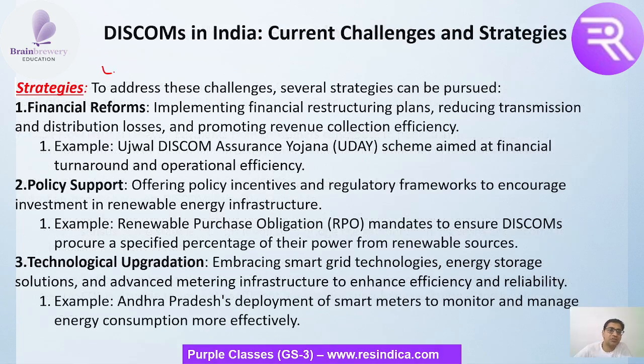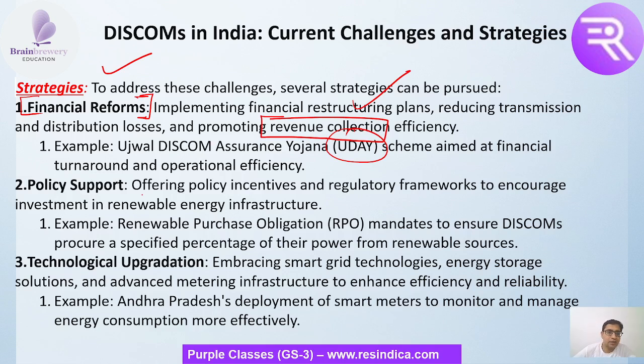But what are the strategies that you can follow in order to revamp your distribution company's network? To revamp the distribution companies, first of all we have to focus on financial reforms. How we can restructure their finances, how we can reduce the losses, how we can increase and promote more and more revenue collection, because loss of collection is loss of revenue. Government has come up with the Uday Yojana, Ujjwala Discom Assurance Scheme, where government is paying a certain part of the distribution companies' losses. But because of certain constraints, government has switched off this scheme as of now.